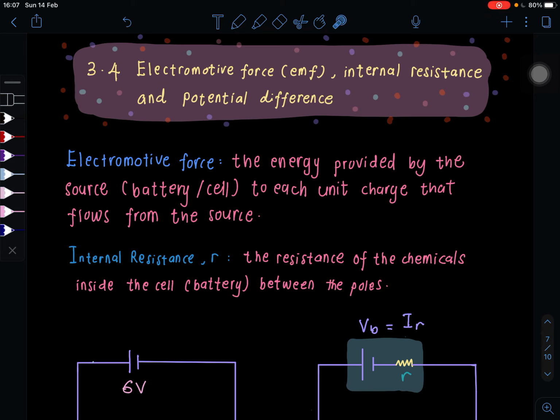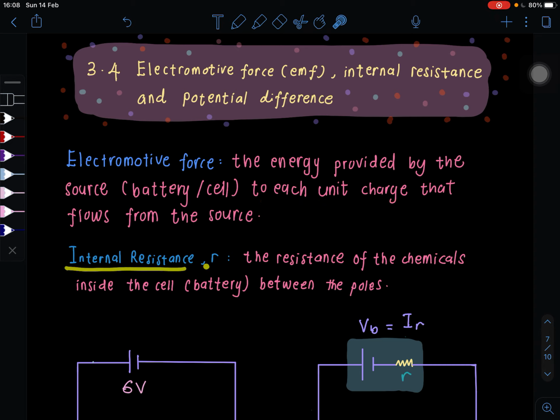Hello everyone. So in this video I'm going to explain the concept of electromotive force (EMF), internal resistance and potential difference. So we look at the first one, which is electromotive force or EMF. By definition, EMF is the energy provided by the source, which is the battery or the cell, to each unit charge that flows from the source.